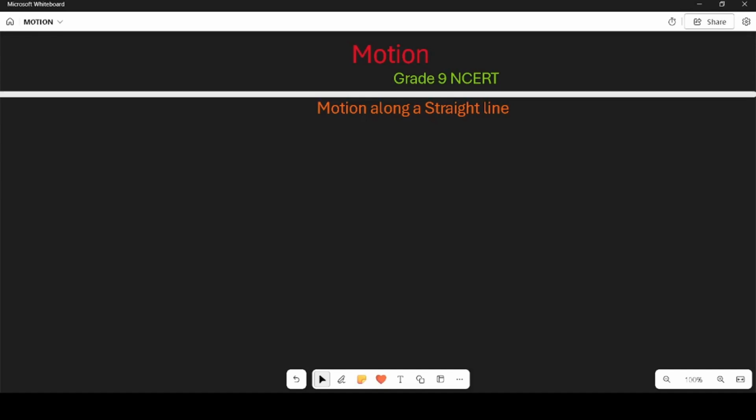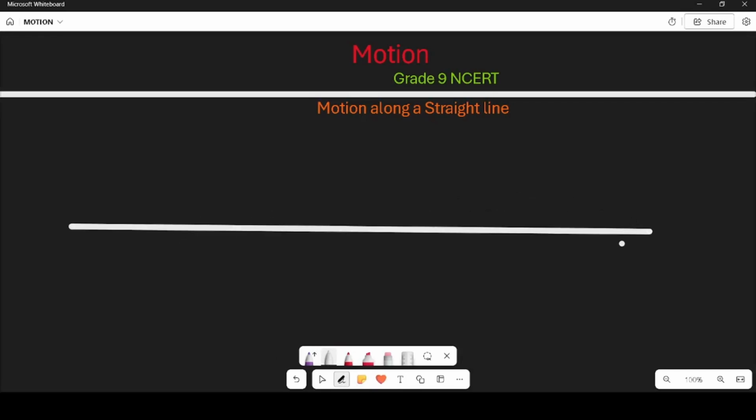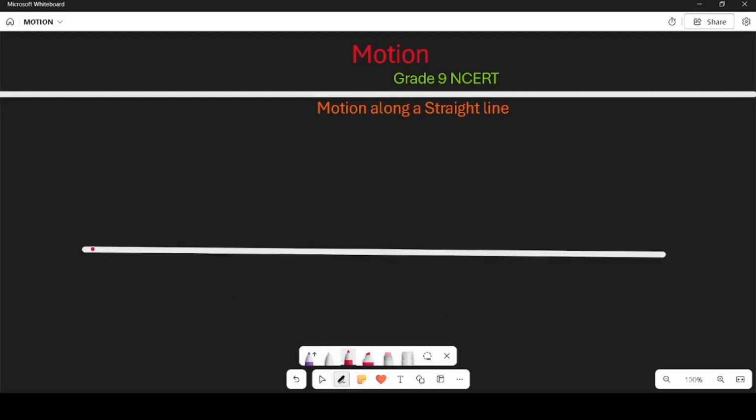So to begin with, we need a straight line. Motion along a straight line is the simplest type of motion. We already know it as rectilinear motion, etc. So now let's make different points on the straight line. Let's make this point O, A, B, C, D. So these are the 4 points of, let's say, a huge country.